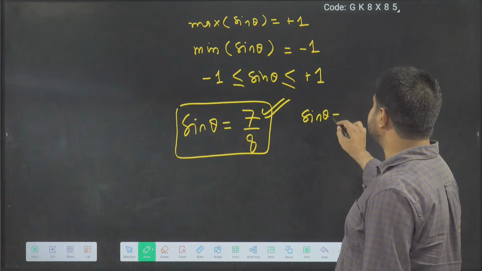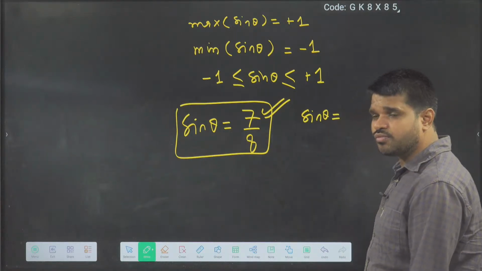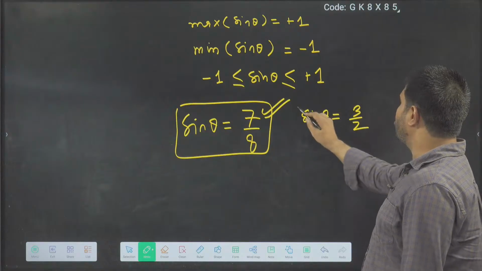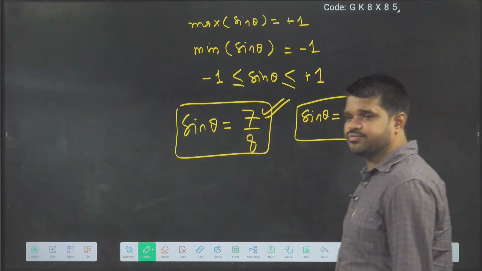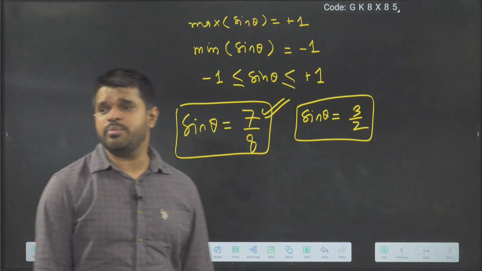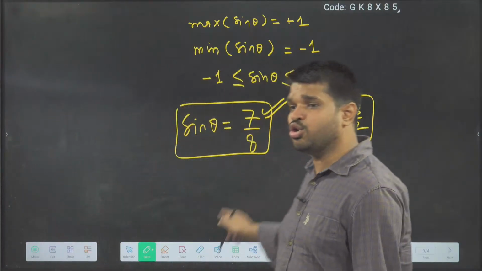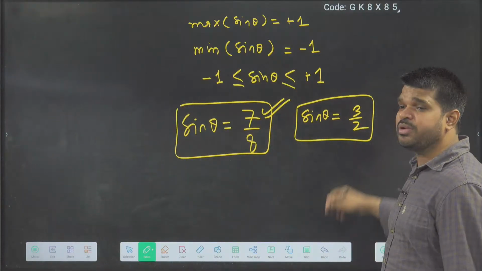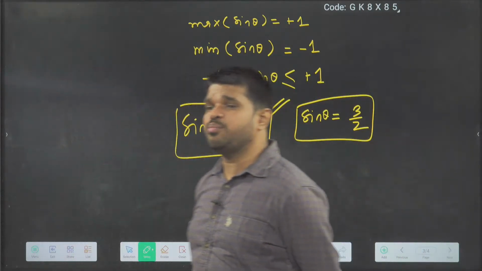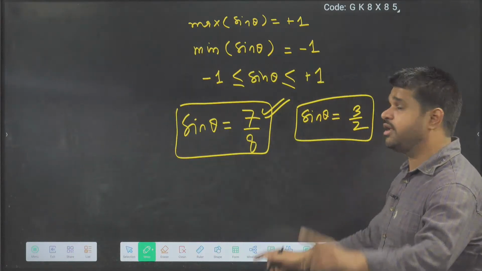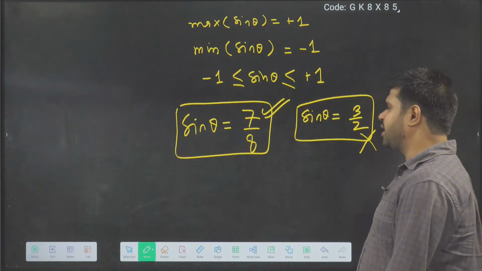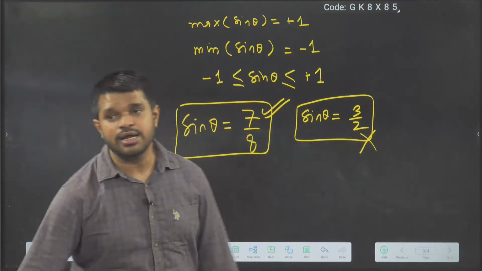Sine theta is equal to 3 by 2. Correct or incorrect? No. 3 by 2 means 1.5. 1.5 is not allowed for sine. Maximum it can go up to what? Plus 1. So it is incorrect. Next.